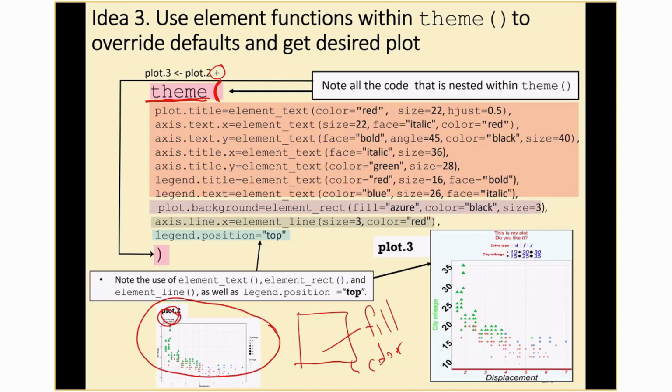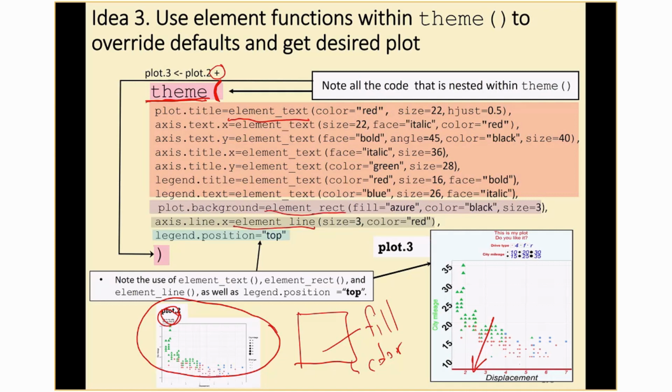Axis line X. This line here is the line that makes up the x-axis. So we specify the element. Because it's a line, we use the element line function, open and close parenthesis. We determine the thickness with size equals and the color with color equals. So everything up until now has used one of these element functions. The big ones being element text, element rect, and element line.